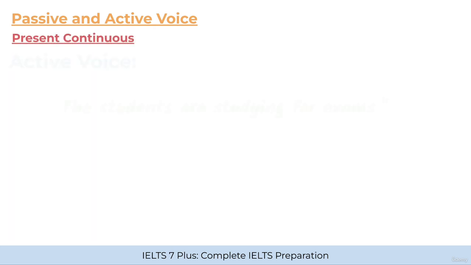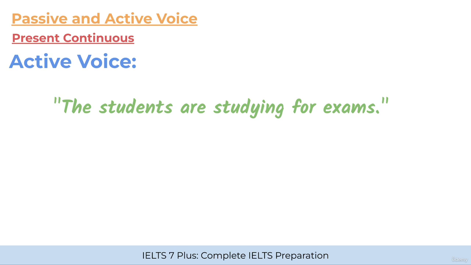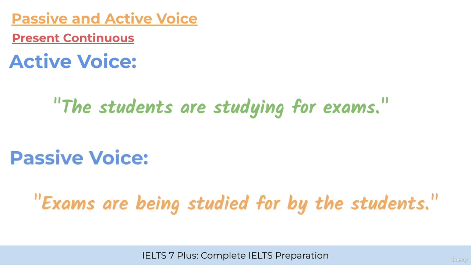Okay, next tense, present continuous. The students are studying for exams. So what's the object here? What needs to be switched around? Let's have a look. Exams are being studied for by the students. So you can see how that present participle studying becomes studied here. And then the verb to be has that present participle. So it does change quite substantially, I would say. Some tenses more than others.